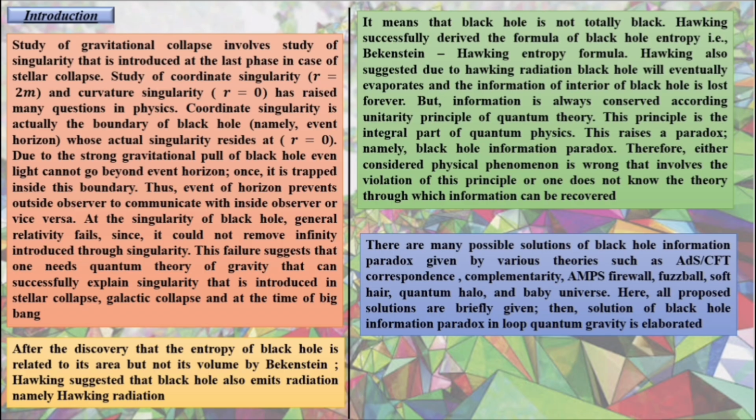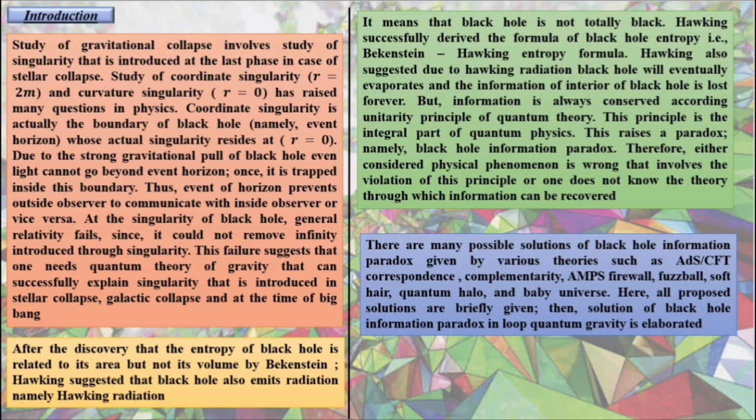Because of strong gravitational pull of black hole, even light cannot go beyond event horizon once it is trapped inside this boundary. So this is how powerful gravitational pull of black hole is. Thus, event horizon prevents outside observer to communicate with inside observer or vice versa. At the singularity of black hole, general relativity fails since it couldn't remove infinity that is introduced through singularity. These failures suggest that one needs quantum theory of gravity that can successfully explain singularity introduced in stellar collapse or gravitational collapse and at the time of Big Bang.